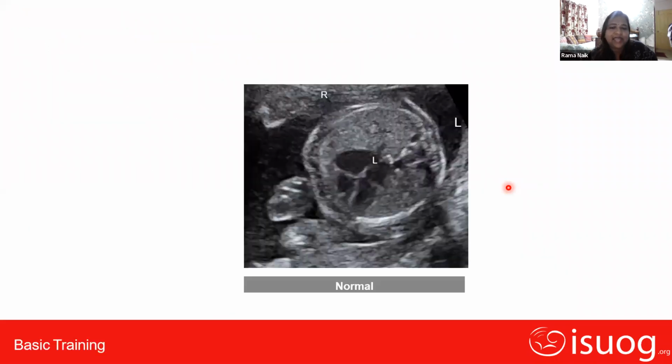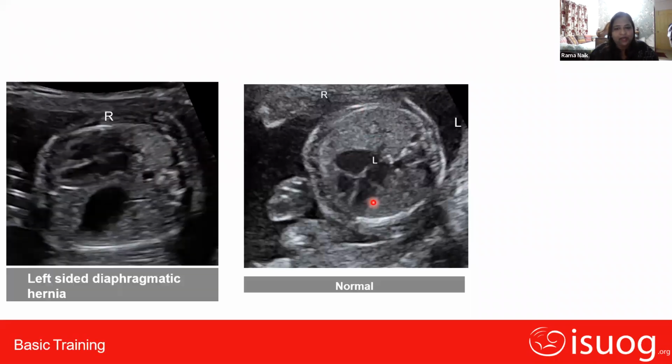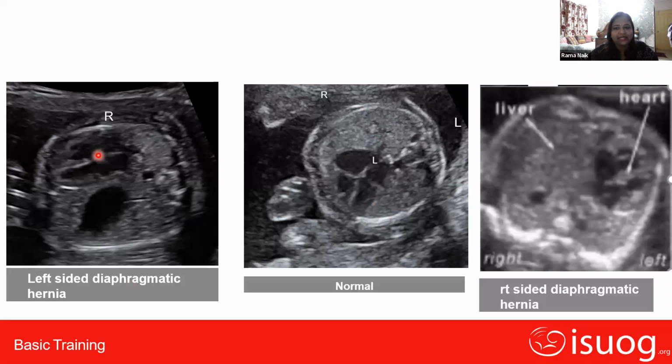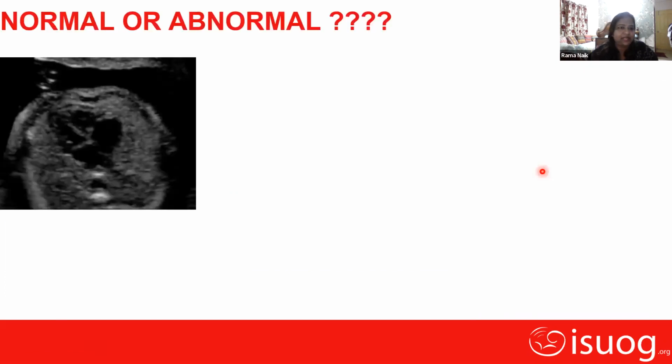So these are the scan pictures. This is the normal lung and normal heart we can see here. This is the left-sided hernia, means stomach is here. It has pushed the heart to the right side. And this is the right side hernia where liver has come to the right side and pushed the heart to the extreme left side.